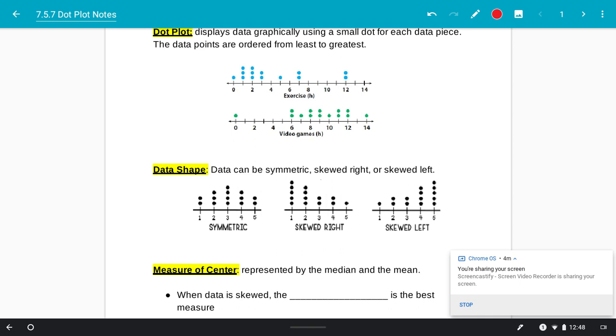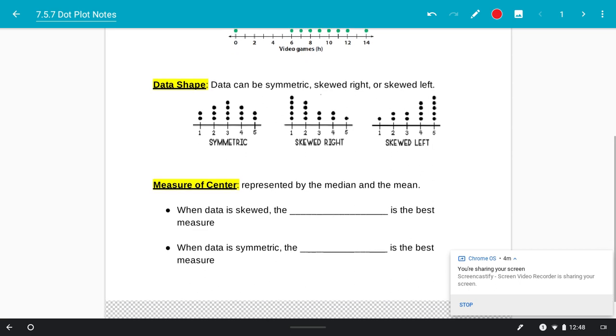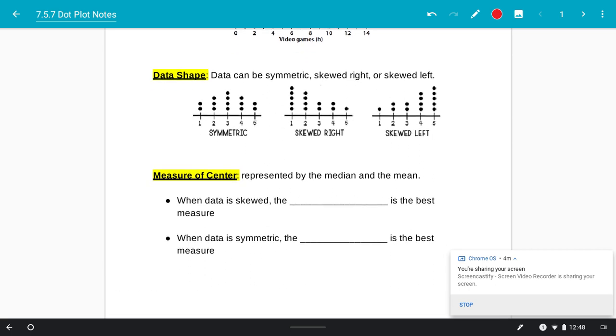Now, when we talk about the rest of our data set, we can also talk about our measures of center, and this is what we did on our last lesson. So the measures of center in these cases will be using our median or the mean, and it will really depend on if our data is skewed or not.